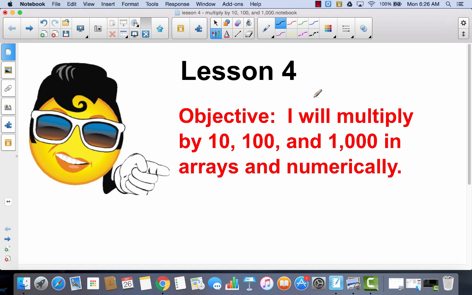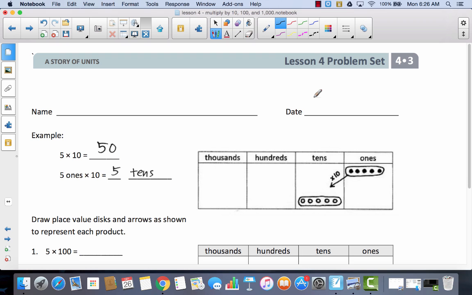Lesson 4, I will multiply by 10, 100, and 1000 in arrays and numerically. So we are going to go ahead and talk about how we can multiply by 10, 100, and 1000 just like you did in your Zern lesson. All right, so let's start with our problem set. I want you to go ahead and put your name on there, and let's take a look at the example.